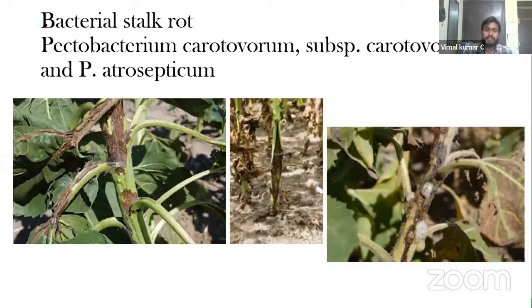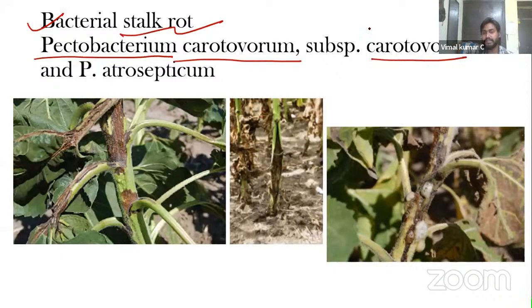The next disease is bacterial stalk rot. This is caused by Pectobacterium carotovorum subspecies carotovorum, and this is the one organism. Another one is Pectobacterium atrosepticum. So this is the second pathogen.